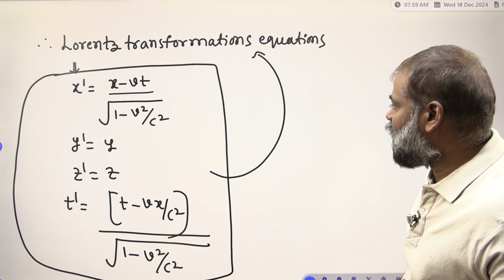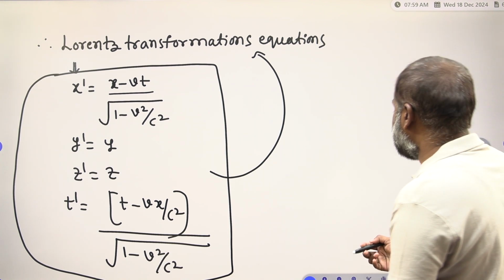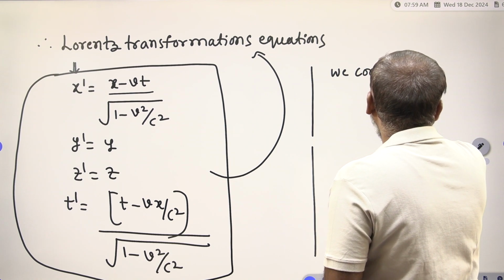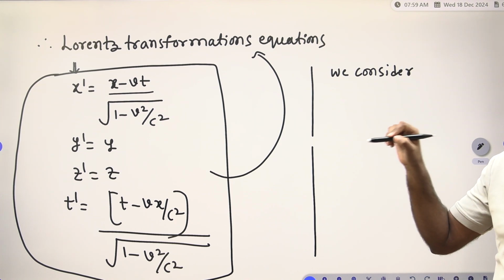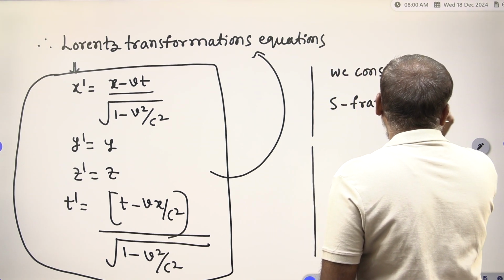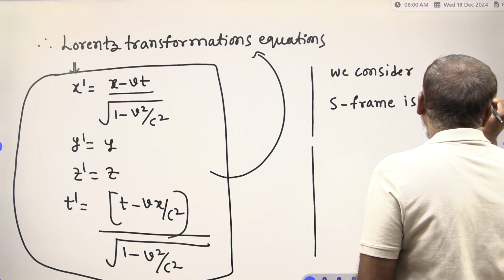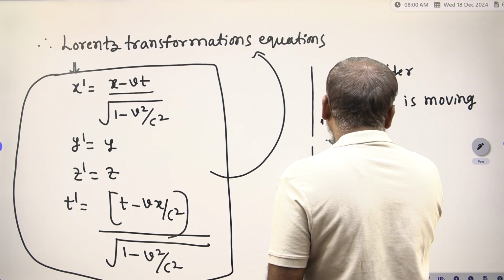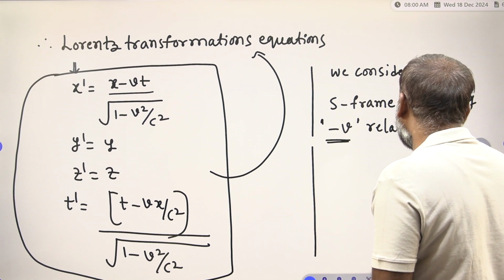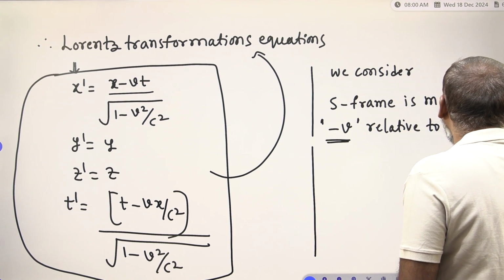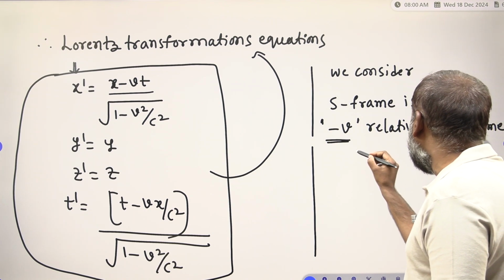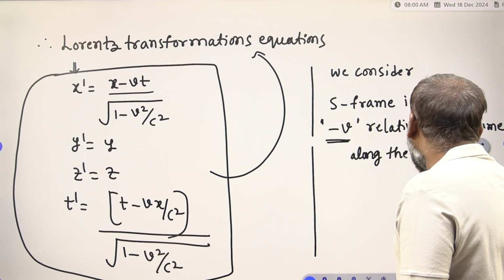In these Lorentz transformation equations, we consider that the S frame is moving with minus v velocity relative to the S dash frame along the negative x axis.